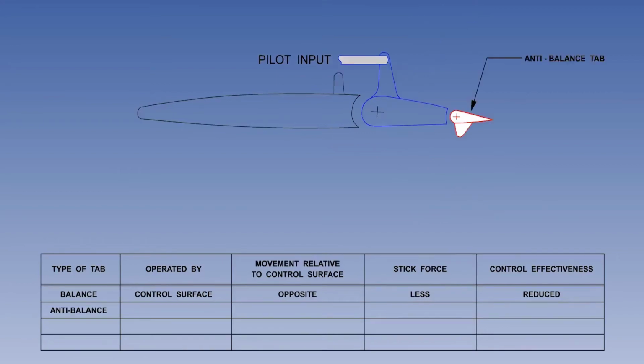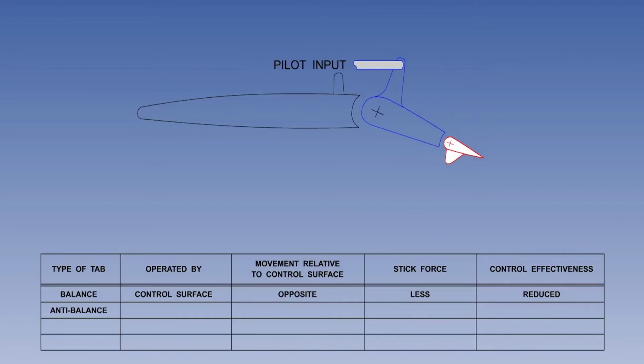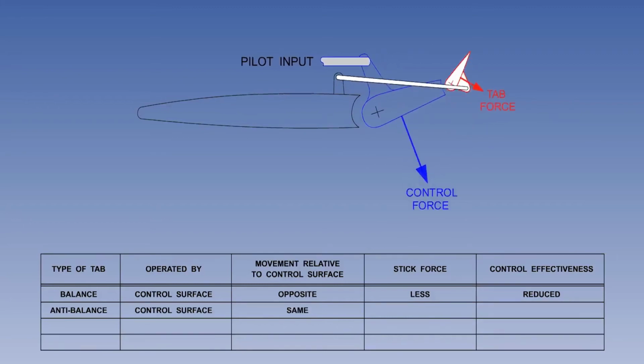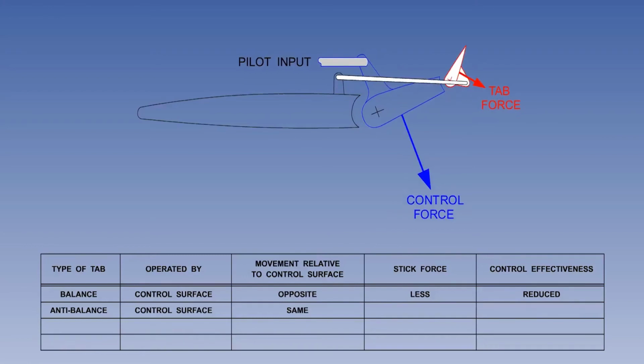The second type of tab we will consider is the anti-balance tab. The pilot input is connected to the control surface so that when the pilot moves the cockpit control, he or she is directly moving the control surface. There is a link between the fixed structure and the anti-balance tab, but this time when the pilot moves the control surface, the anti-balance tab moves in the same direction. Please note, the anti-balance tab is the only tab that moves in the same direction as the control surface.